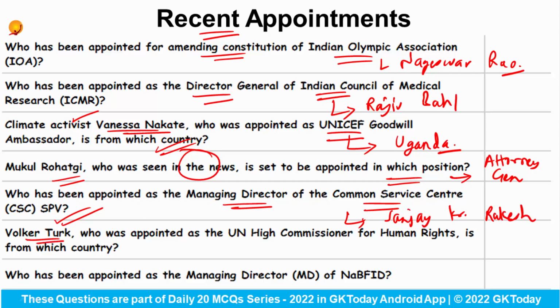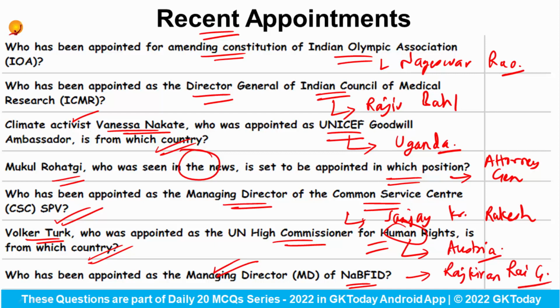Volker Turk, who was appointed as the United Nations High Commissioner for Human Rights, is from which country? So Volker Turk is from the country Austria and he has been appointed as the United Nations High Commissioner for Human Rights. Who has been appointed as the Managing Director of the National Bank for Financing Infrastructure and Development? This is Raj Kiran Rai Ji. Fine.